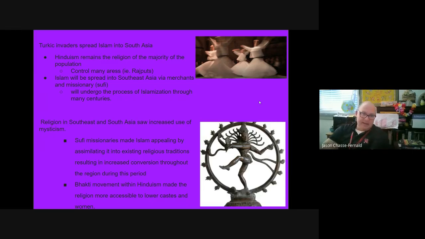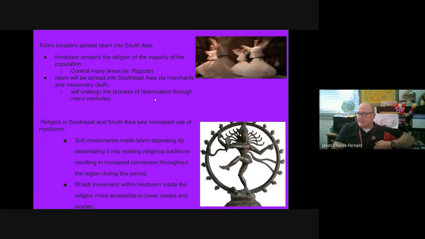Islam will spread into Southeast Asia via merchants and missionaries, specifically Sufis. And this is a new vocab word here, so let's be aware of this. Islamization. When we talk about the spread of any religion, we have our various categories of analysis of how religion spreads. Conquering, missionaries, merchant activity, etc. And in a lot of these cases, like in Southeast Asia or in Sub-Saharan West Africa, we will see merchants diffusing the religion, spreading the religion.